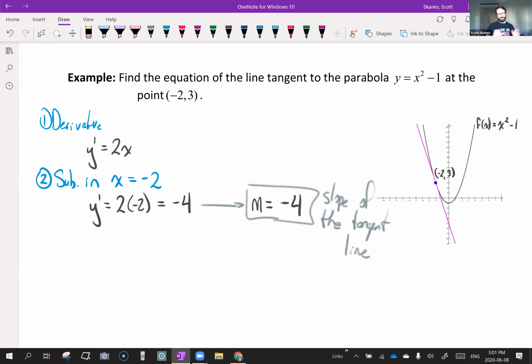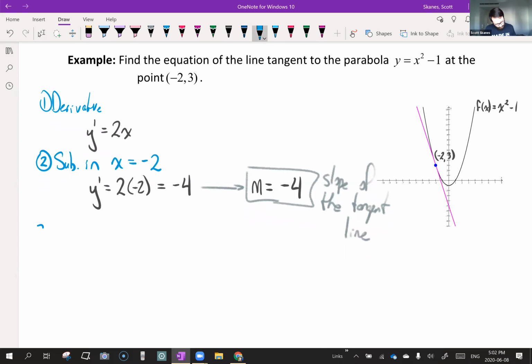So let's finish this question. We have a curved line, a parabola. We know the slope now at this point. That's the slope of this line. You go down 4 for every 1 you go over. It's the slope of the tangent line. It is not the tangent line. It is not the equation.